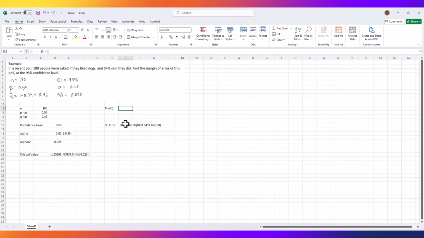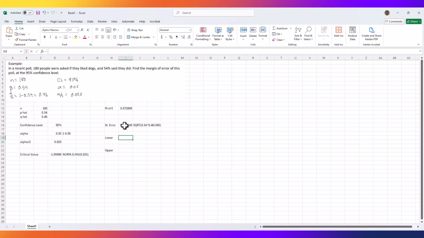Now, for the margin of error, I'm going to do the critical value, and I will just make it positive by doing -1 times the critical value and then multiplying by the standard error. And this gives us the margin of error. I like to do these without rounding them until the very end, but once I have the margin of error, then I get a lower bound, and then an upper bound for our confidence interval.